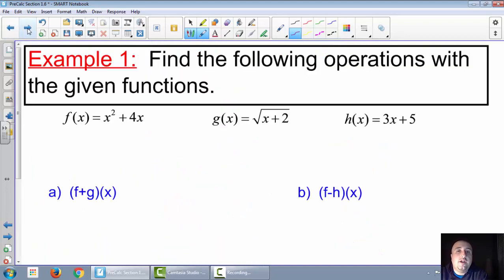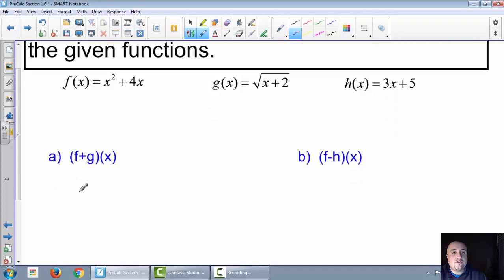Okay, all right, it says find the following operations with the given functions. So we have f of x, we have g of x, we have h of x. All right. So we just have to pay attention to what letters it's asking us to do. So this first one says we're going to take f and we're going to add it to g. All right, so f is x squared plus 4x, and we're going to add it to g. Our g is square root of x plus 2.